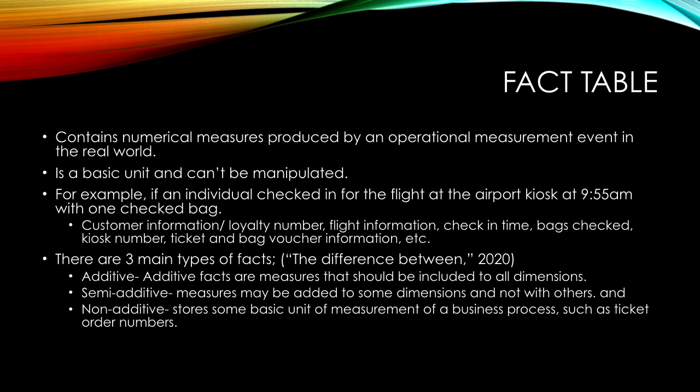How do we want to organize it though? Okay, there are 3 main types of facts. You have additive, semi-additive, and non-additive. Okay, additive facts are measures that should be included to all dimensions. Then you have semi-additive and non-additive. Non-additive stores some basic unit of measurement of all of a business process, such as ticket order number.